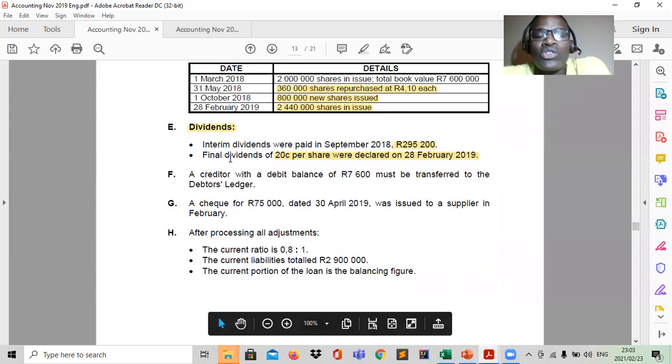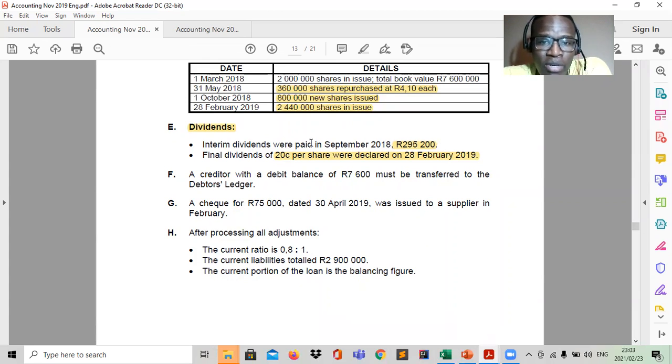Then point E, we are told that interim dividends were paid in September 2018 for 295. So in September 2018, they paid interim dividends, right? They were paid. It means the company does not owe, or does not have a liability to pay these dividends to the shareholders, right? Because they were paid. Whereas they say final dividends of 20 cents per share were declared on 28 February 2019.